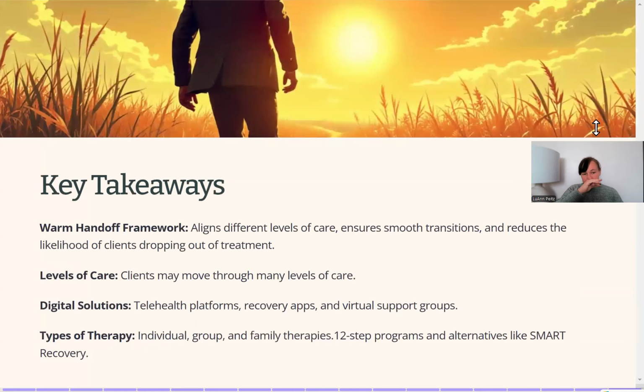Key takeaways. Warm handoff framework aligns different levels of care, ensures smooth transitions, and reduces the likelihood of clients dropping out of treatment. Levels of care: clients may move through many levels of care. Digital solutions, telehealth platforms, recovery apps, and virtual support groups are important, especially in rural communities. And types of therapy: individual, group, and family therapies, 12-step programs, and alternatives like Smart Recovery.